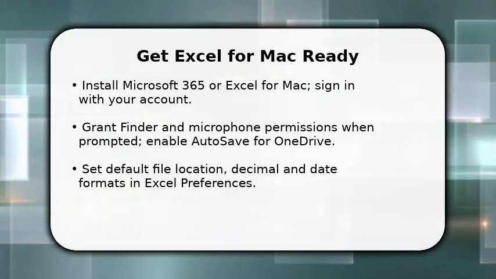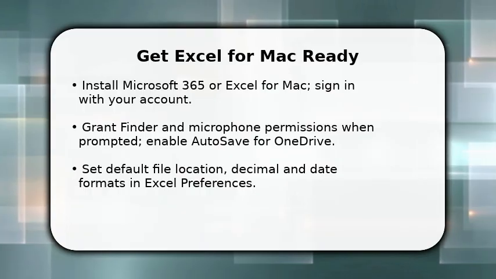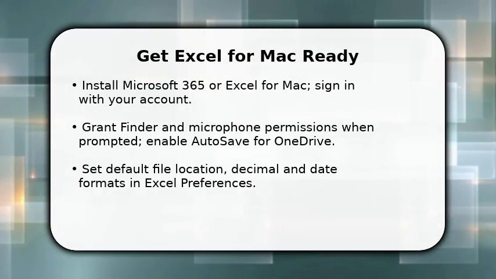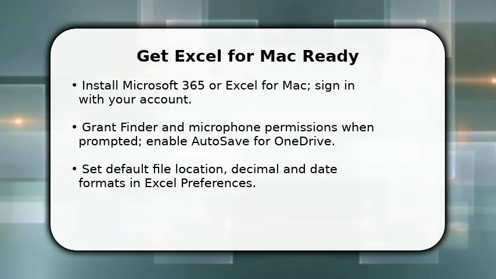Next, open Preferences and match region formats and default folders to avoid import errors. Then create a blank workbook and save it to OneDrive or your Documents folder so autosave and version history are active before you build anything.